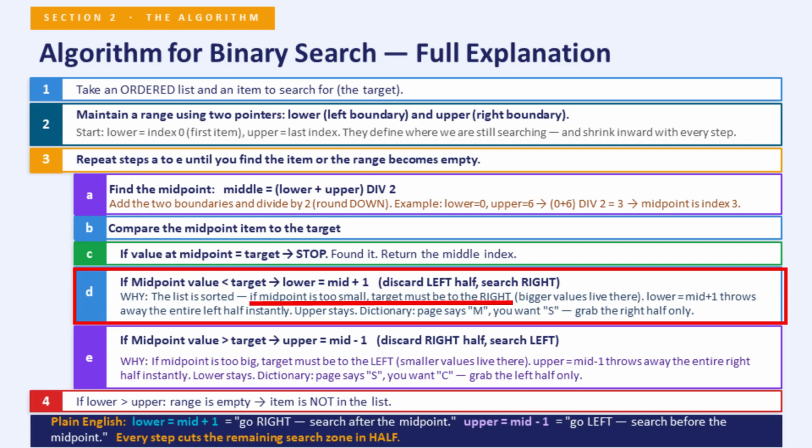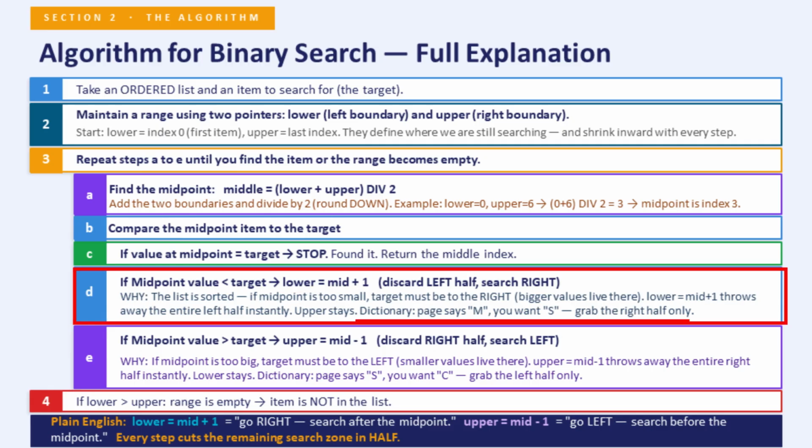If the midpoint value is less than the target, it means the target must be somewhere to the right of the midpoint, because the list is sorted in ascending order, all bigger values are on the right side. So we no longer need to search the left half at all. We throw it away completely. We do that by moving our left boundary lower to one position after the midpoint. Lower becomes mid plus 1. Now our search zone has shrunk to only the right half. The upper boundary stays exactly where it was.